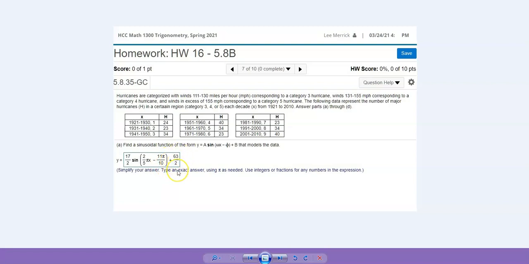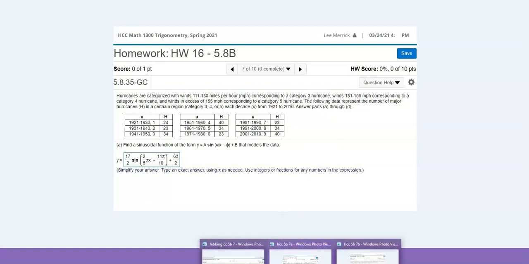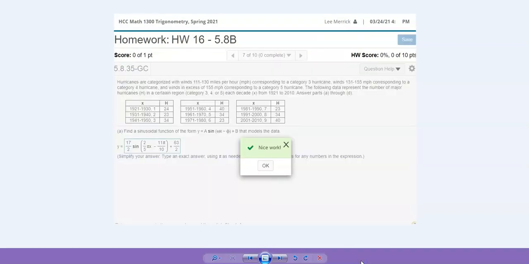over 2. Now, I know that I put some of that stuff into decimals, but if you take a look, it says type an exact answer using pi as needed. Use integers or fractions for any numbers in the expression. So they're telling you do not use decimals. That's why I have to do this 17 over 2 and the 63 over 2 and so on. When we go ahead and put that in, it tells me nice work.